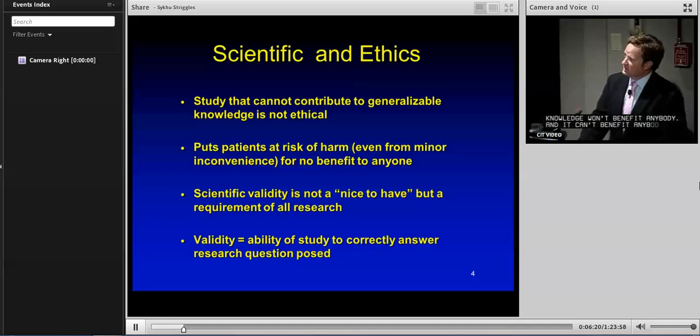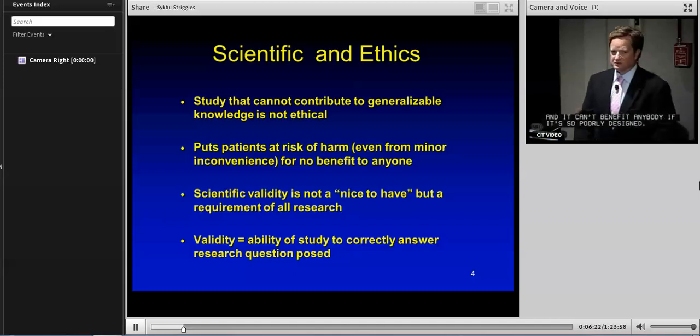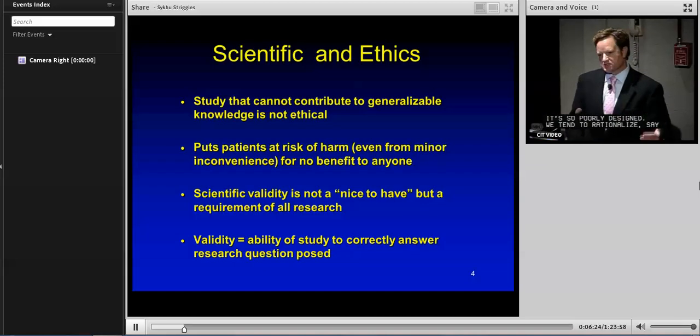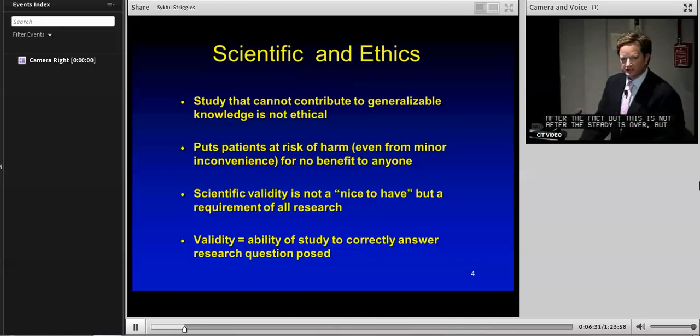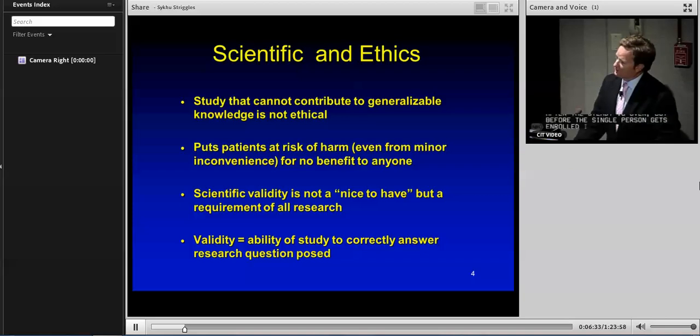Of course, we tend to rationalize this and say, oh, well, we'll learn something after the fact. But in fact, this is actually done a priori. Not after the study is over. It's done before a single person gets enrolled into the study in terms of evaluating its scientific validity.